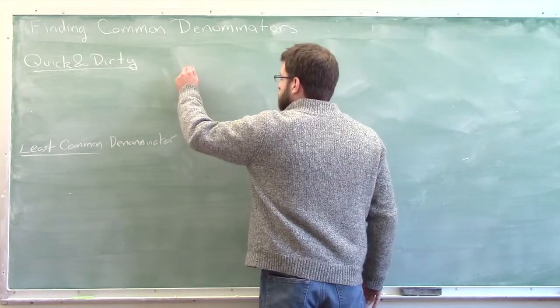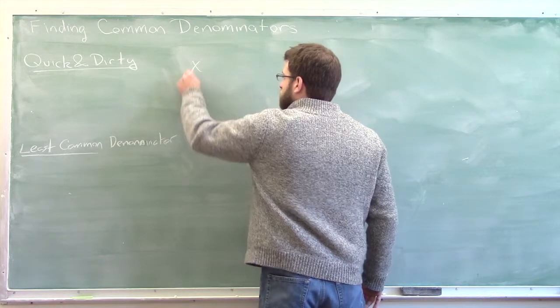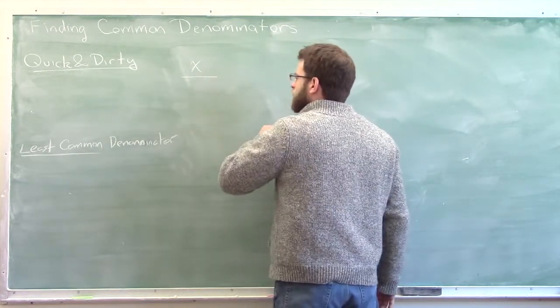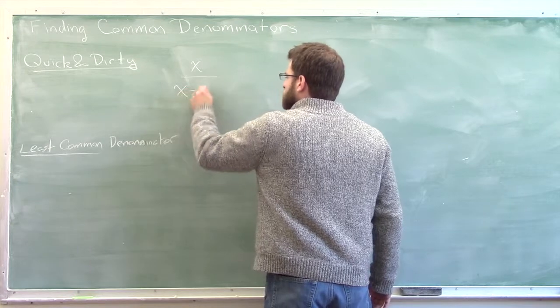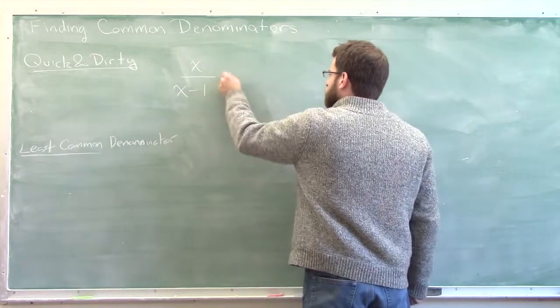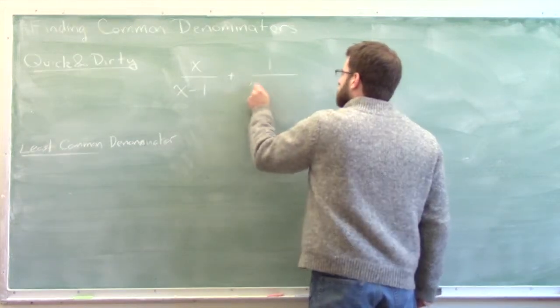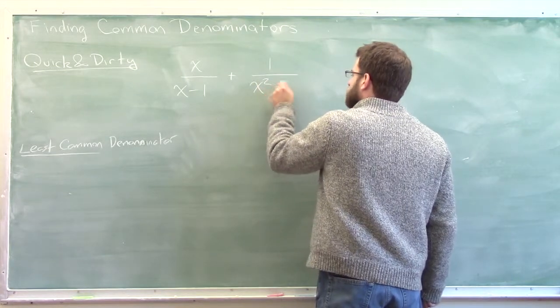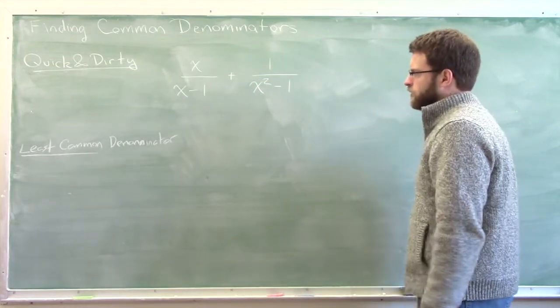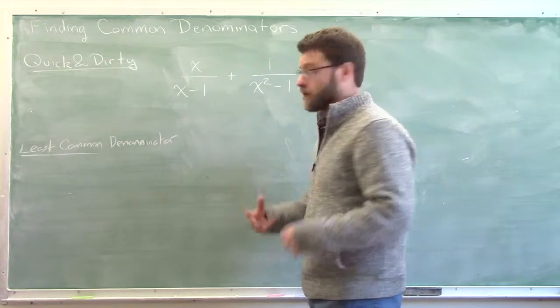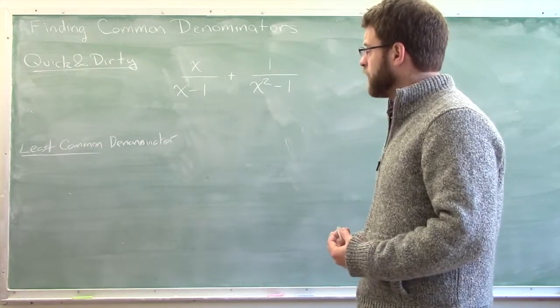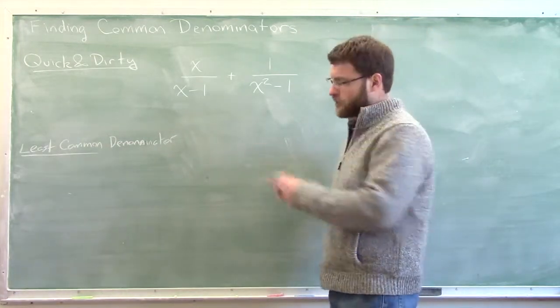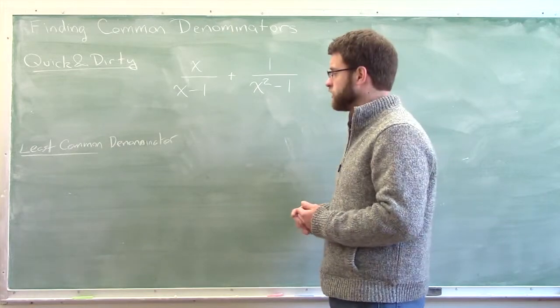So let's say that we have, let's put something a little bit more complicated. So let's put an x in the numerator and x minus 1 in the denominator. And let's add this to 1 over x squared minus 1. Okay, so this is the problem that I want to consider. I want to get a common denominator here, and I'm going to do it the quick and dirty method, and then I'll show you how to do it using the least common denominator method.